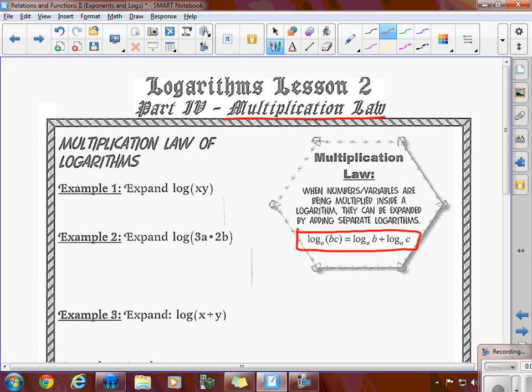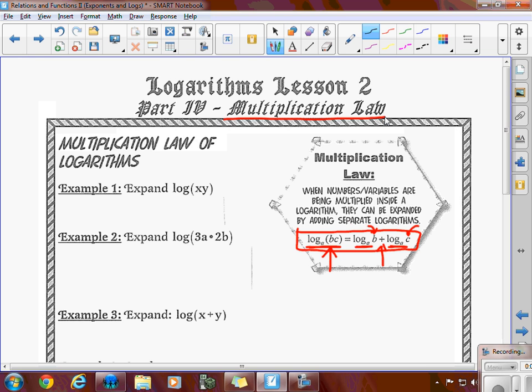It's basically saying any log that has the stuff being a multiplication of two terms can be broken up into an addition of two separate logs with the stuff separated. So we'll look at this through a few examples and we'll discuss how to do these.